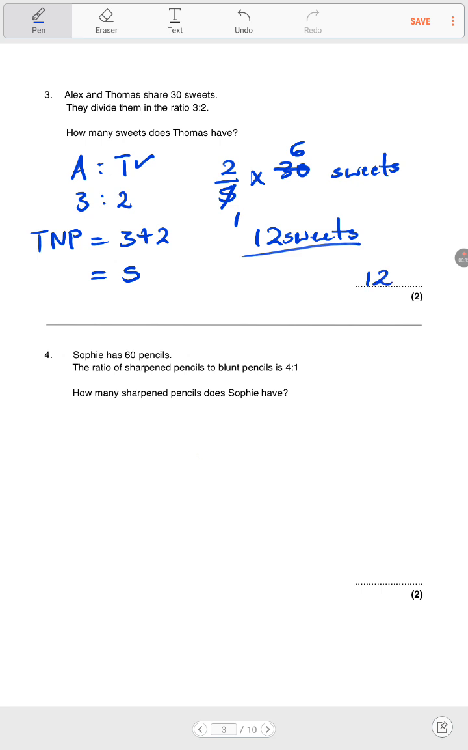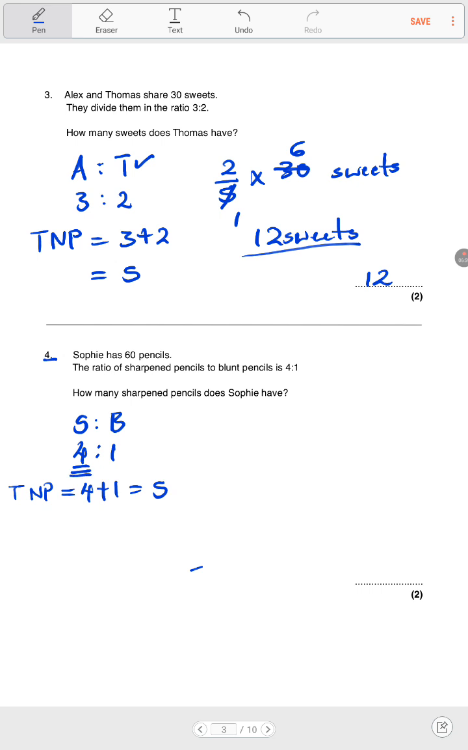We look again at this example. It says Sophie has 60 pencils. The ratio of sharpened pencils to blunt pencils is 4:1. So we are saying sharp pencils is to blunt pencils, the ratio is 4:1. How many sharpened pencils does Sophie have? Each and every time you need to know what the total number of parts is when you're dealing with ratios. So we say TNP is equal to 4 plus 1, and you get 5.